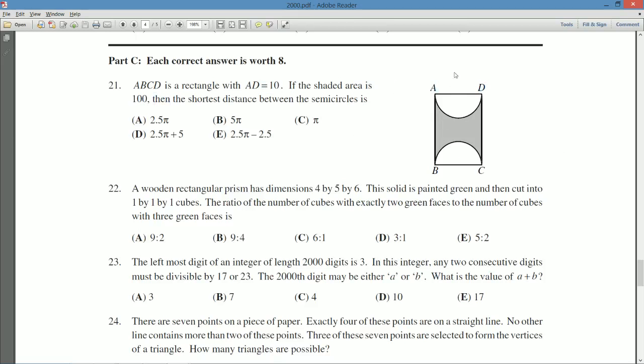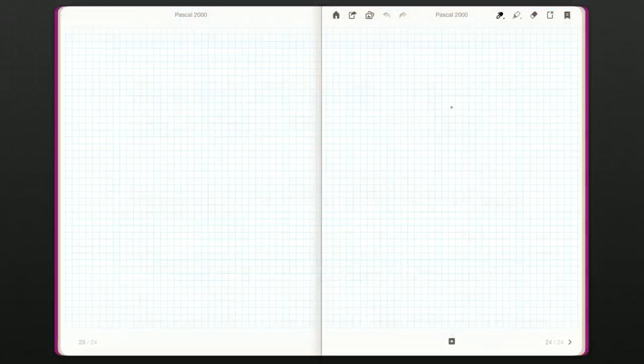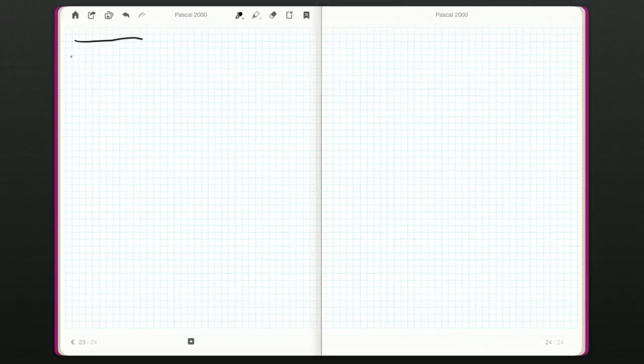Rather than taking the whole rectangle and subtracting off the semicircles and finding the area, we're told what the area is. And now we have to sort of piece things together. Alright. So we'll draw a copy of our picture, so we have something to work with and we don't need to keep bouncing back and forth.